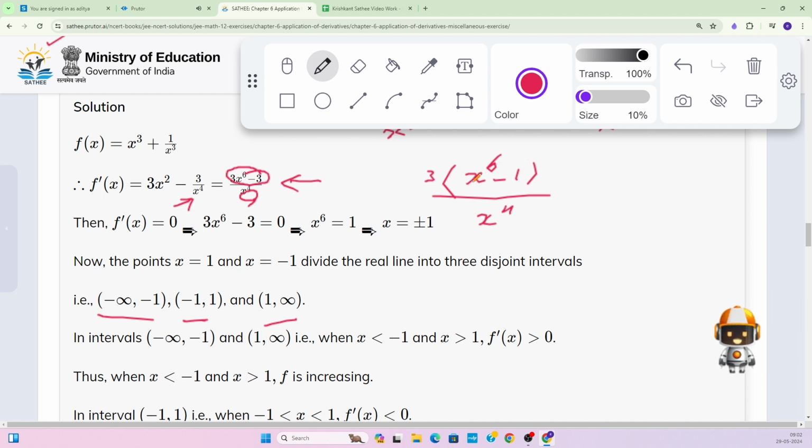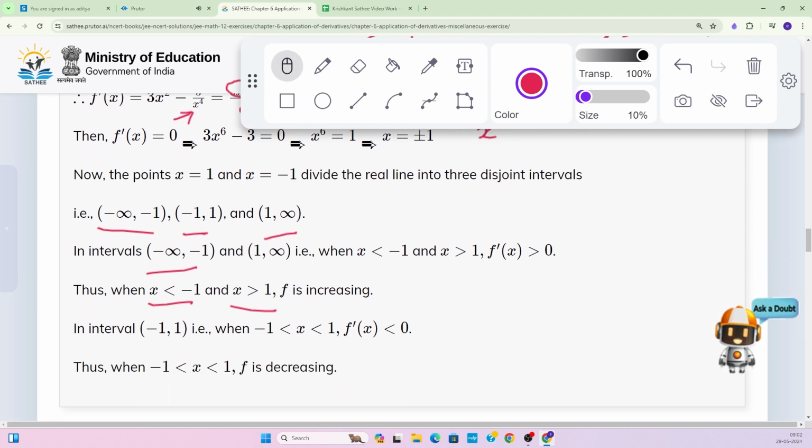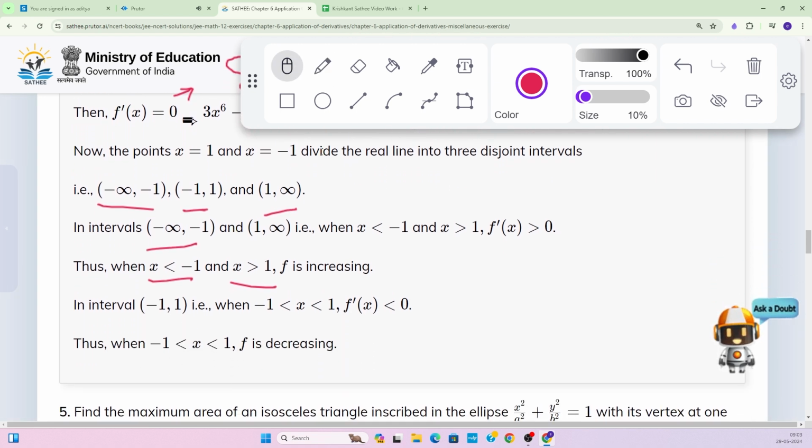Now if you choose x to be less than 1, this interval means this. As you can see, this will be a greater value. As the power is even, this will be positive, so the whole output will be positive. The same will happen when you choose x greater than 1. If you choose x greater than 1, then also you can find this as positive. This means increasing when you choose x less than minus 1 and greater than 1.